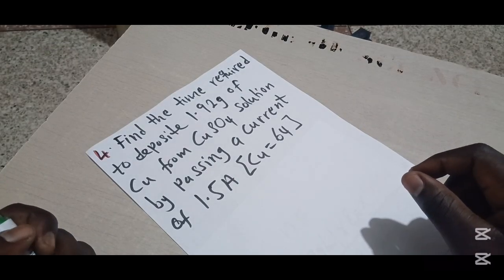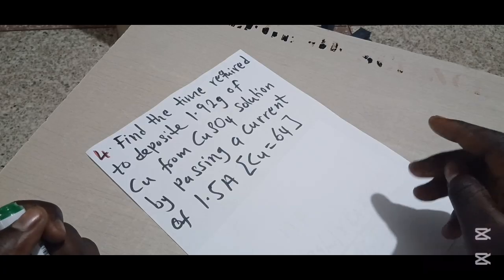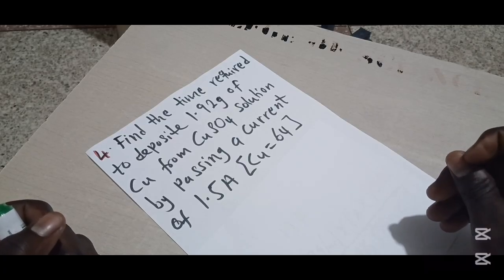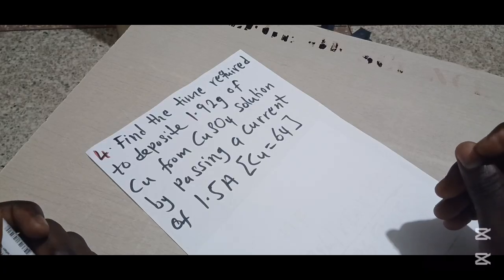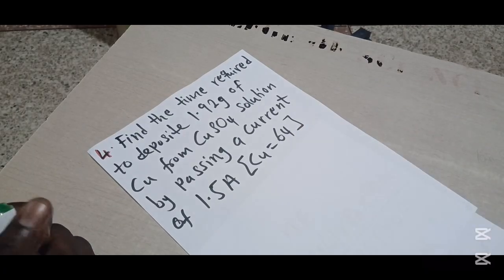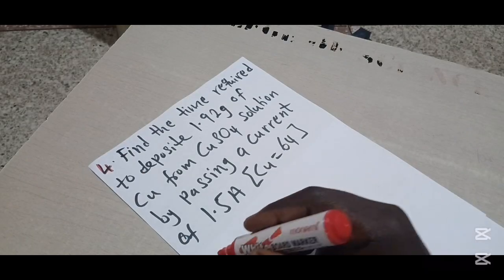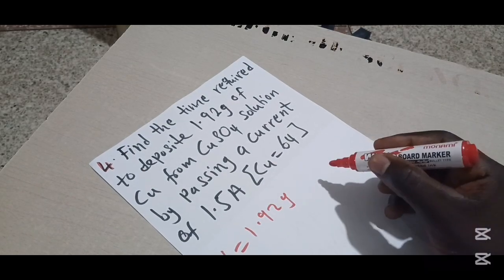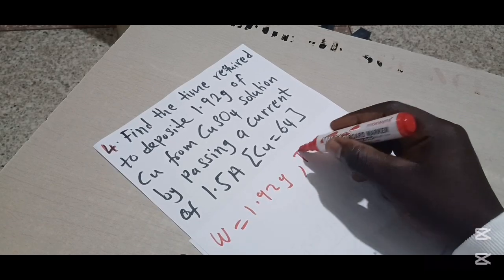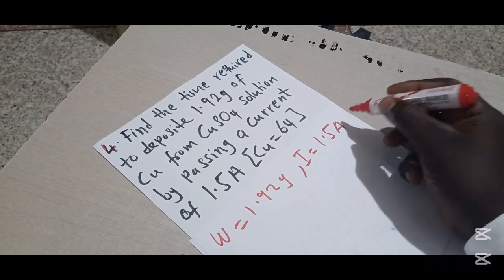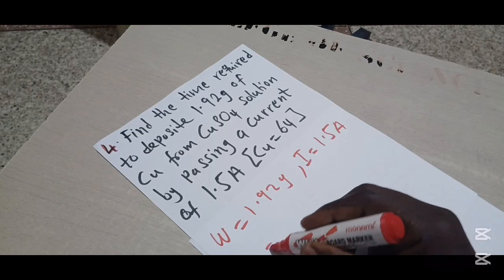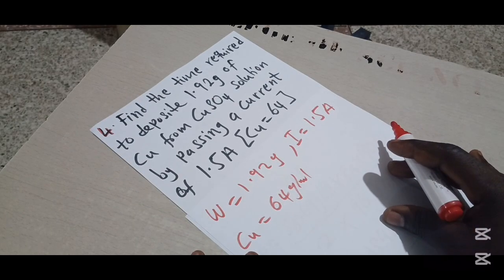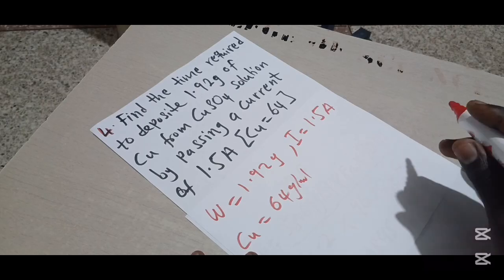Find the time required to deposit 1.92 gram of copper from copper sulfate solution by passing a current of 1.5 ampere. Molar mass for copper is given to be 64. So let's go quick and write our parameters. Our mass, like I've been using W for mass here, equals 1.92 grams, and then our current equals 1.5 ampere. Molar mass for copper given here is 64 gram per mole. And what are we to calculate? We are to find the time required.